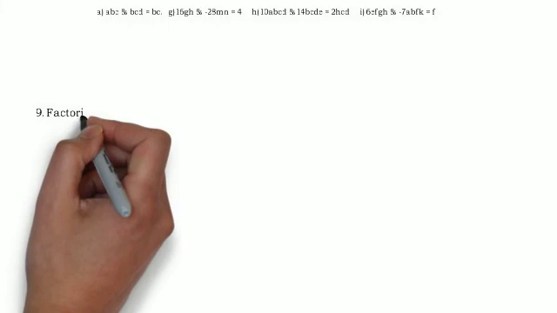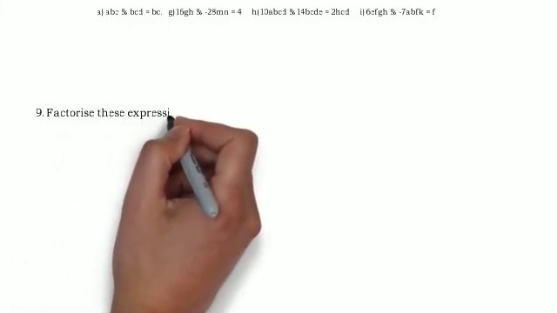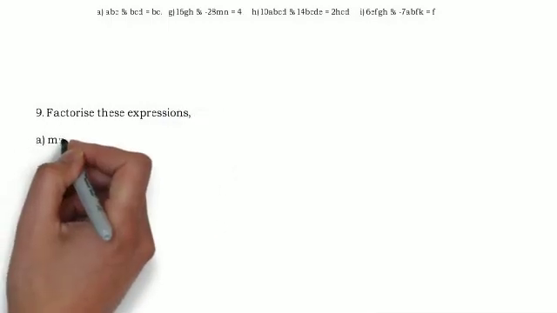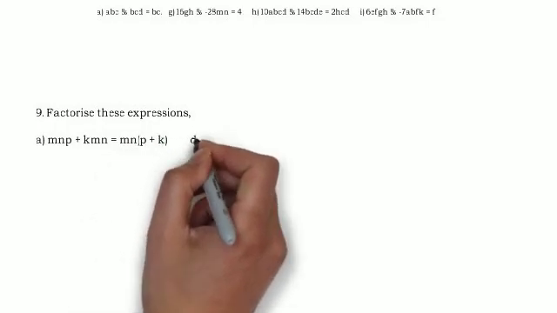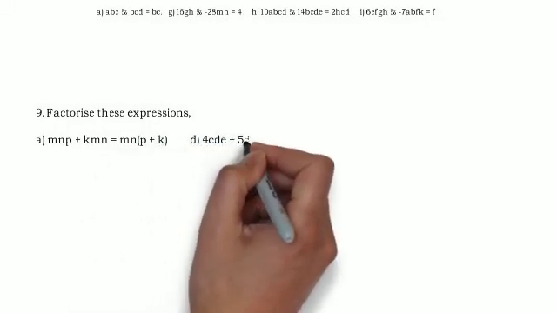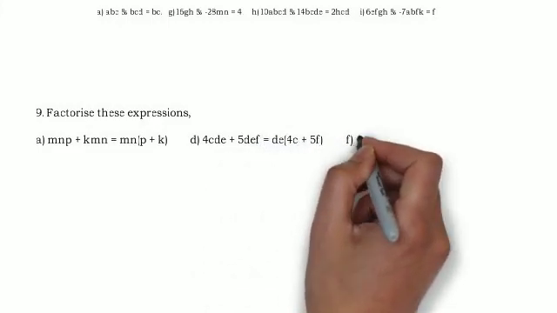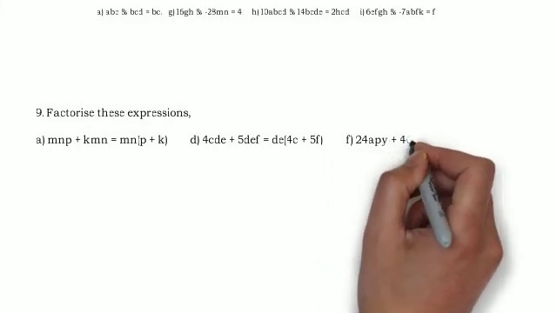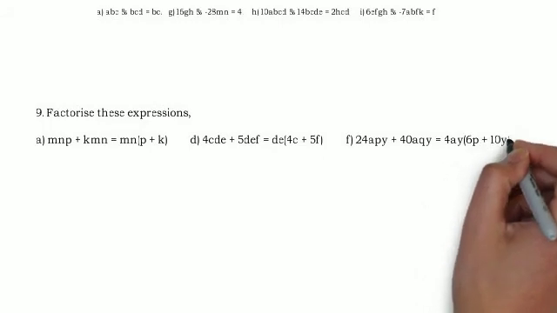Looking at question 9, we factorise. Part A, mnp plus kmn becomes mn bracket p plus k. Then part D becomes de bracket 4c plus 5f. And part F then becomes 4ay bracket 6p plus 10y. You can see the common factors that allow us to factorise that.